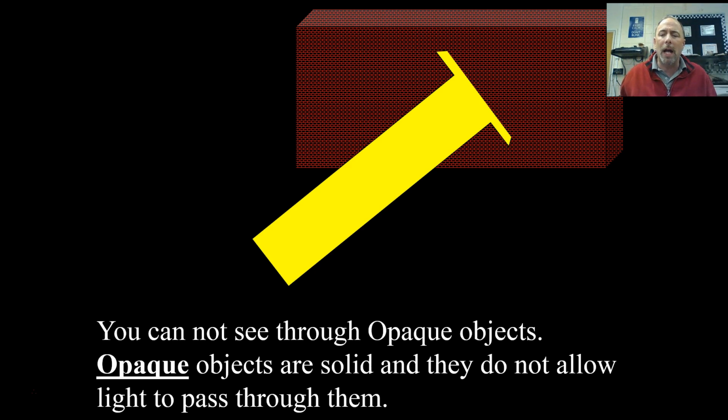When objects are too dense, too thick, they are said to be opaque objects. You see, we cannot see through them at all. Much like this brick wall, it is simply stopping the light from going any further. Opaque objects are solid, and they do not allow any light to pass through them whatsoever.